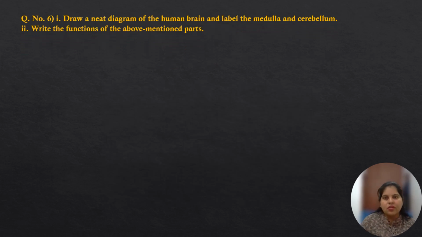Next question is, draw a neat diagram of the human brain and label the medulla and cerebellum. In this you should draw the diagram and label. You need to do the labeling of only medulla and cerebellum. Then you have to also write the function of the above mentioned parts, like medulla and cerebellum. So what are the functions of this?